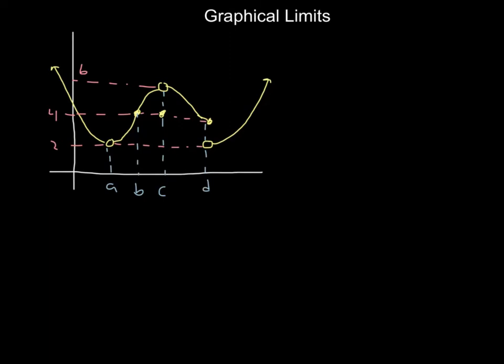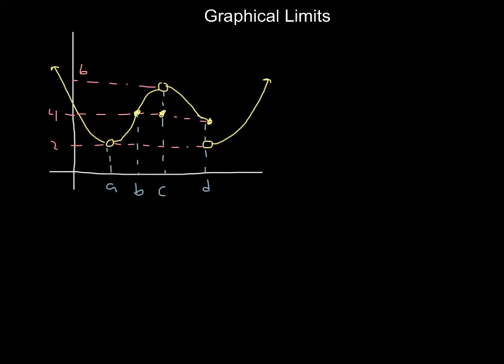Let's start by looking at graphical limits. In this graph, you're going to see a function that has a lot of different things happening in it. We notice here at A, we have a hole, or what's also called a removable discontinuity. We have closed circles there, an open circle here with a closed circle right below it. And here we have a step, what's called a step discontinuity.